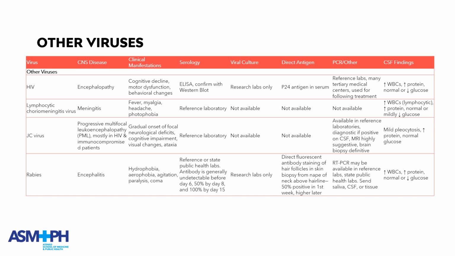JC virus will lead to diseases such as progressive multifocal leukoencephalopathy, mostly in HIV and immunocompromised patients. It has a gradual onset of focal neurologic deficits, cognitive impairment, visual changes, and ataxia. And of course, you have rabies virus, which has 100% mortality once symptoms appear. It will present with encephalitis, and the symptoms would be hydrophobia, aerophobia, agitation, paralysis, and sometimes coma.